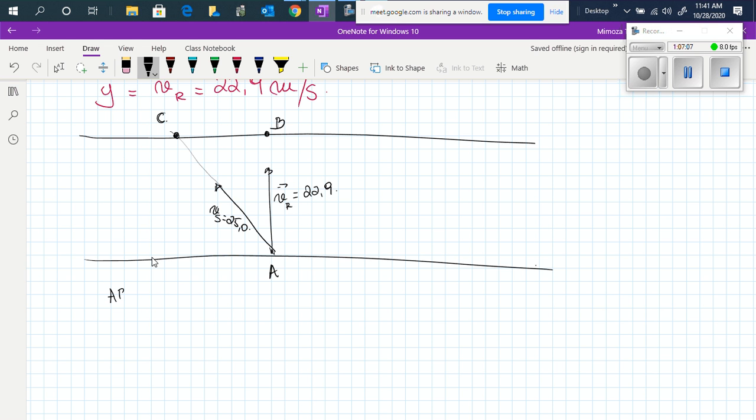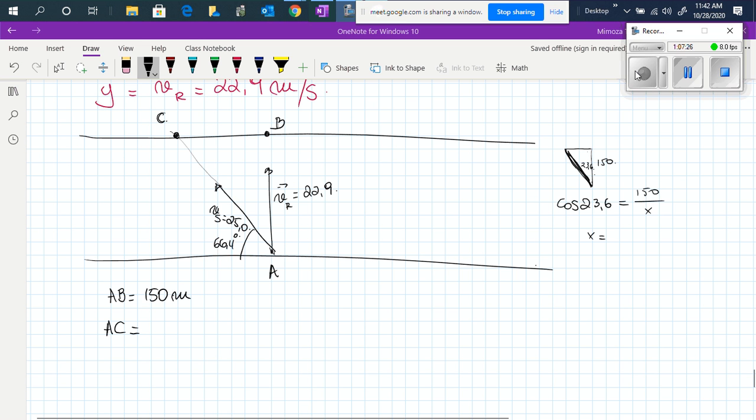Now, the distance from A to B, we said that is 150 meters. The angle here is 66.4 degrees. So we can say that the distance from A to C is, using trig ratios, AC is 163.69 meters.